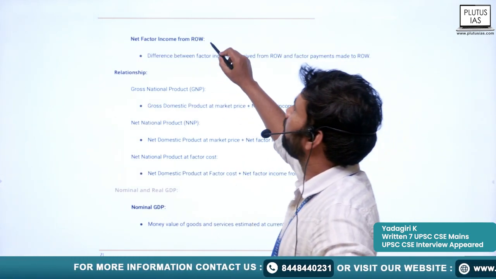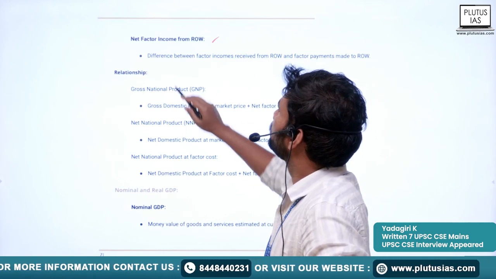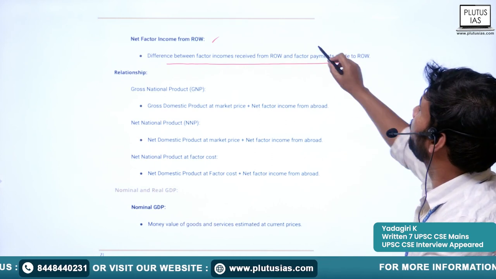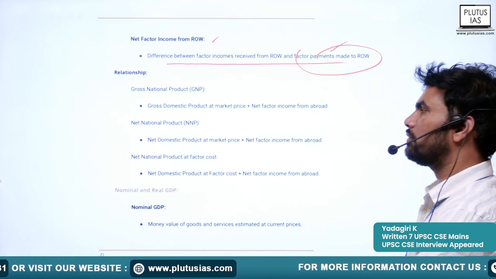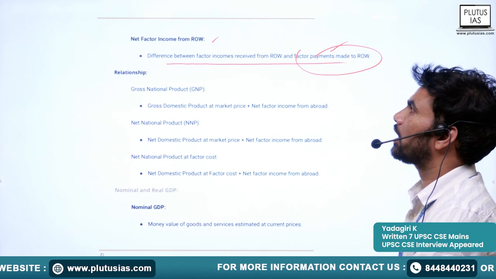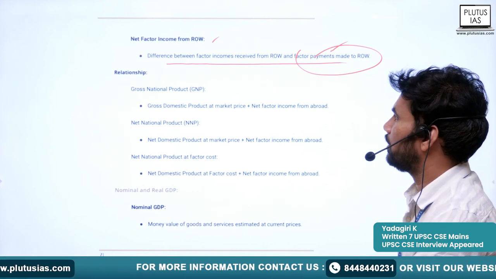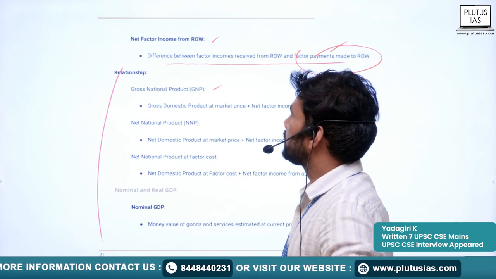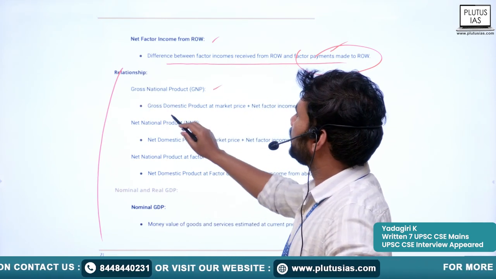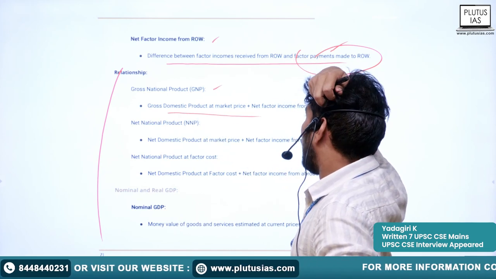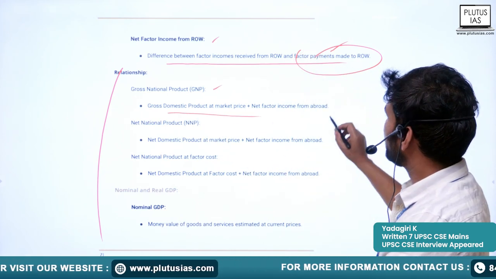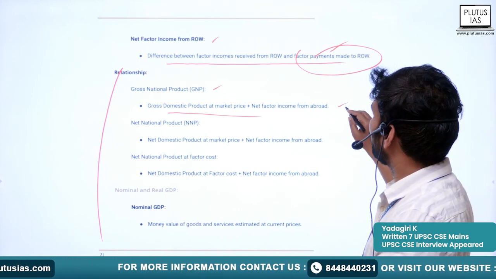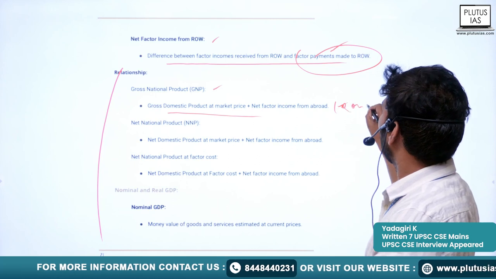Next is net factor income from rest of the world. The difference between the factor incomes received from the rest of the world and factor payments made to the rest of the world is known as the net factor income from rest of the world. Relationship: gross national product, GNP, is the gross domestic product at market price plus net factor income from abroad or net factor income from rest of the world.